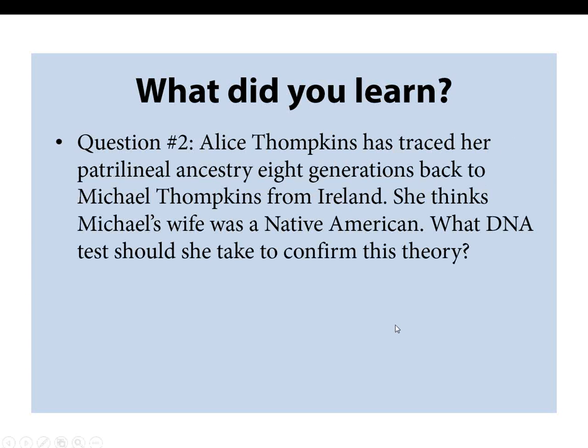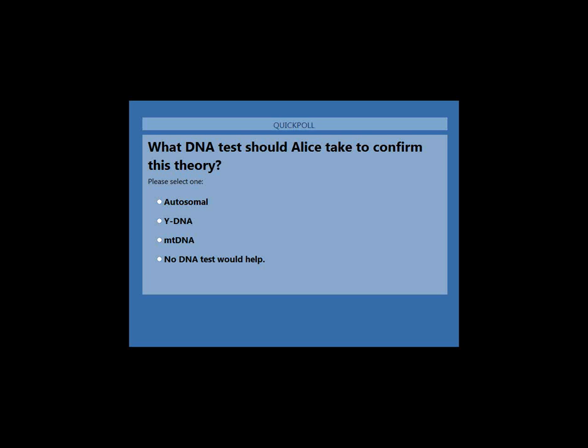And then the next hypothetical scenario is Alice Tompkins has traced her patrilineal ancestry 8 generations back to Michael Tompkins from Ireland. She thinks Michael's wife was a Native American. What DNA test should she take to confirm this theory? Our possibilities are: should she take an autosomal test? Should she take a Y-DNA test? Should she take a mitochondrial DNA test? Or will no DNA test help? What test do you think Alice should take to prove her patrilineal ancestor, Michael Tompkins' wife, might have been Native American?